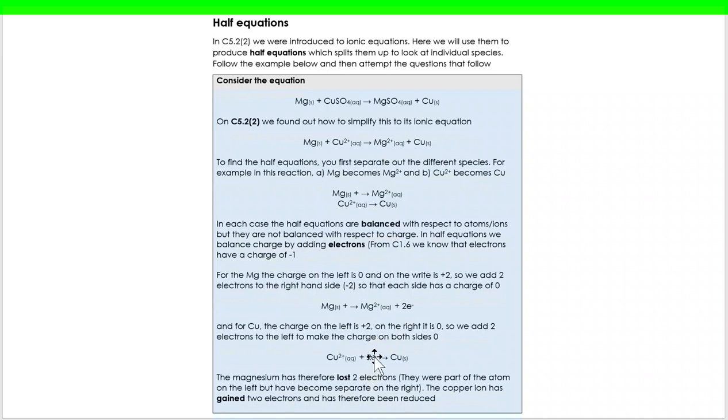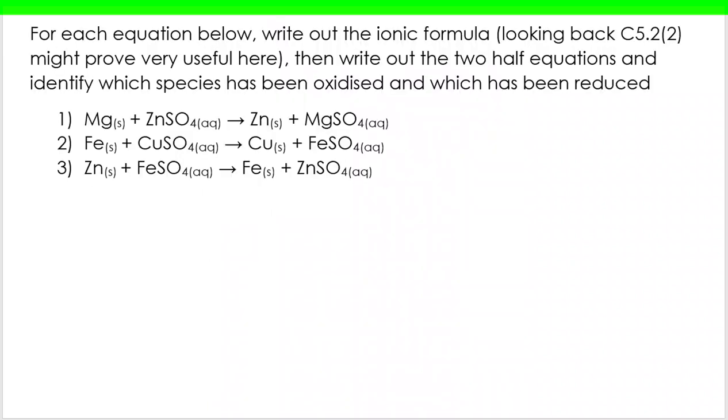And what we can also do is take what we know about OILRIG: oxidation is loss of electrons and reduction is gain of electrons. And I can see here that copper 2 ions have gained electrons. So this is reduction. The electrons are added on the left-hand side. In the one above, magnesium has become Mg²⁺, but it's lost 2 electrons to do that. So this is showing magnesium being oxidized. It's the process of oxidation. So have a go at these 3 to take us to the end of this video.